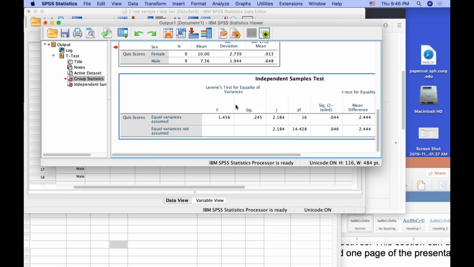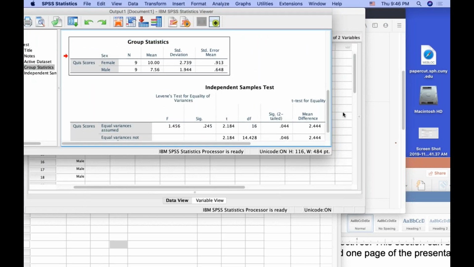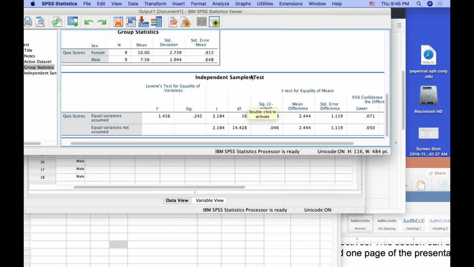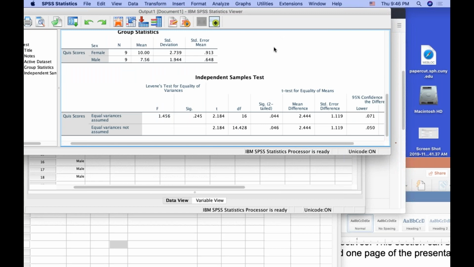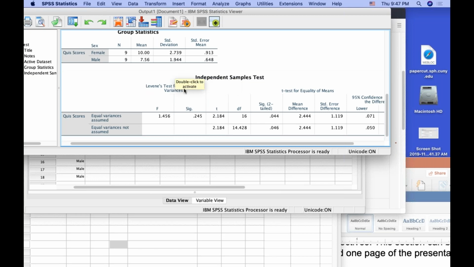So if I go down here, what SPSS does is it doesn't even care about that. It says to itself, I'm going to calculate it 2 ways. I'm going to calculate it assuming equal variances and not assuming equal variances. So if you look at where the t-test actually begins, you see there's a drop line here straight down. To the right of that skinny line is the actual t-test. To the left of it is a test for equality of variances.